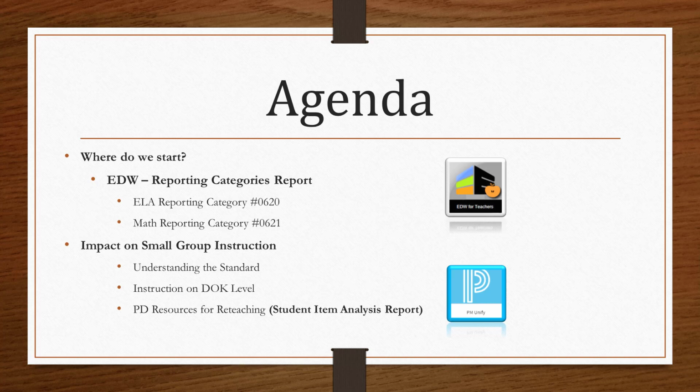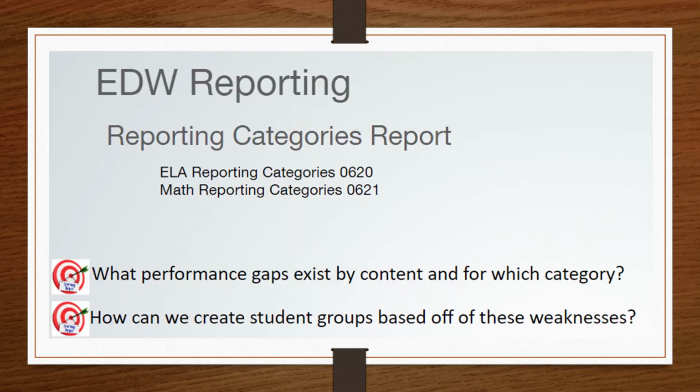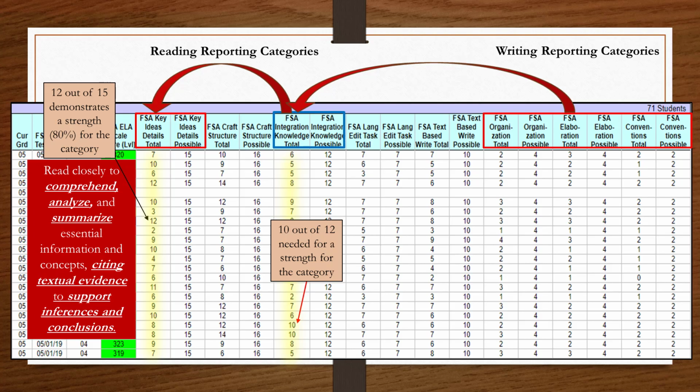We will also look at additional PD resources provided in Performance Matters through the Student Item Analysis Report. Our focus for the reporting category report will be 1. To identify performance gaps in math for each assessed subcategory, and 2. How to create student groups based off critical and exhibited weaknesses. Let's start with unpacking the ELA reporting categories report first.